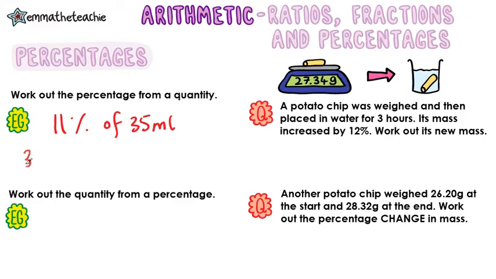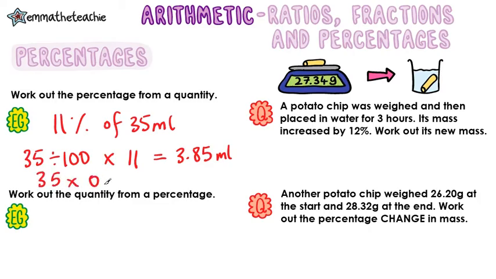So all you do is you take your quantity number and you divide it by 100 to get 1%. And then you just multiply it by how many percent you have, which is 11. So if you do that on your calculator, you get 3.85 milliliters.